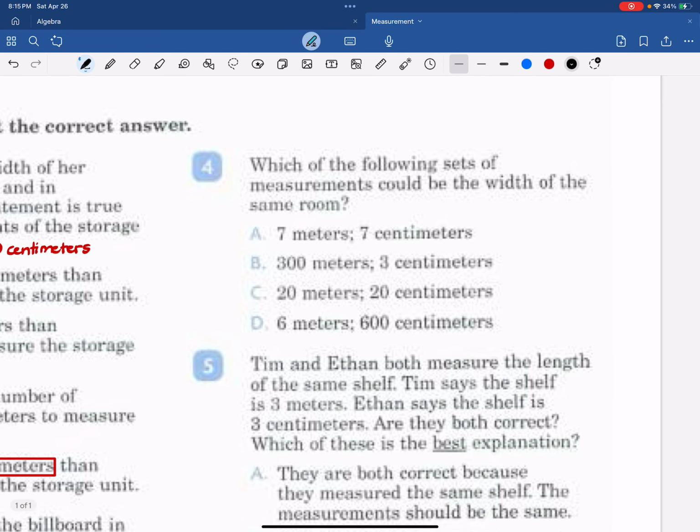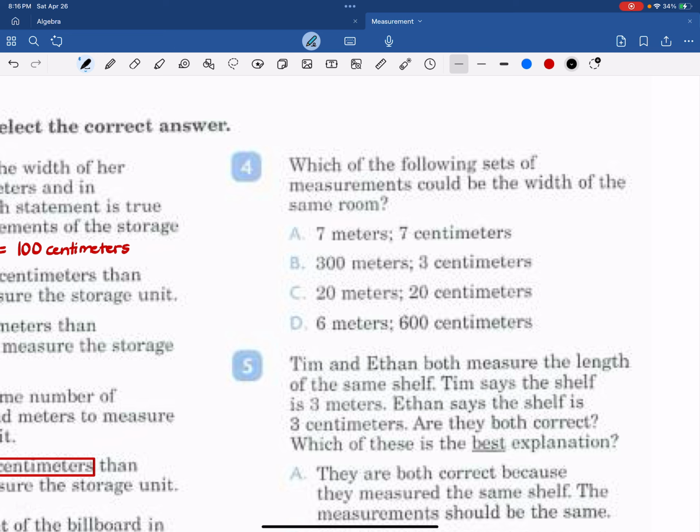Which of the following sets of measurements would be the width of the same room? So does 7 meters equal 7 centimeters? No, they would be the same unit if they were the same. 7 meters equals 700 centimeters. So it's not this one. 300 meters equals 3 centimeters. No, 300 meters would equal 300 times 100, or 30,000 centimeters. So that's a no.